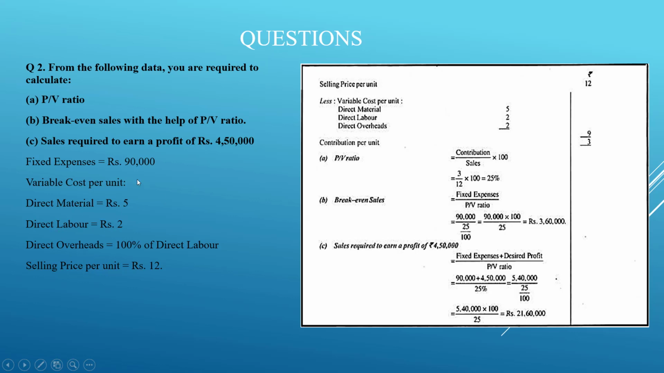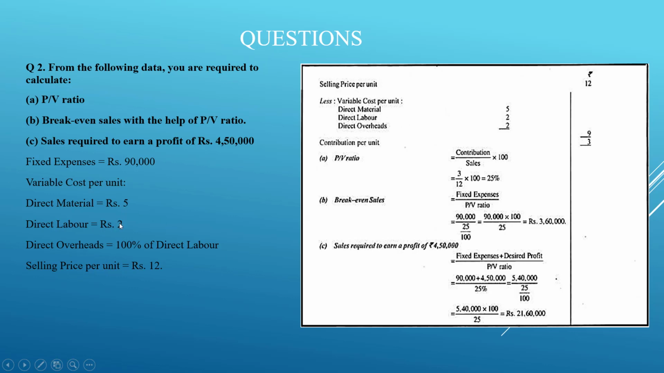Now here you can see these are all the items given to you. Fixed expenses is given as rupees 90,000. Variable cost per unit. Under this variable cost per unit, there are three items: direct material, direct labor, direct overheads. Okay, so they have clubbed it together. We have to add up this variable cost per unit, right? So we'll first find out the per unit value of all this, and then we will calculate all these questions. Okay. Now selling price per unit is given as what? 12. Yes, here we have 12, less variable cost per unit. Selling price minus variable cost per unit gives you what? Contribution per unit, right? So same thing we are putting here. Selling price is 12. Variable cost per unit.